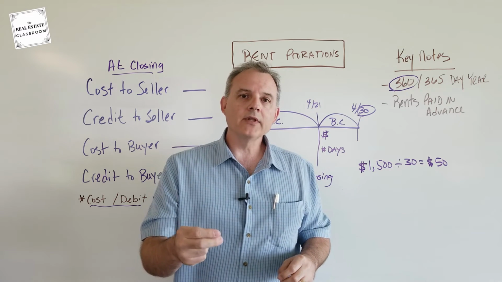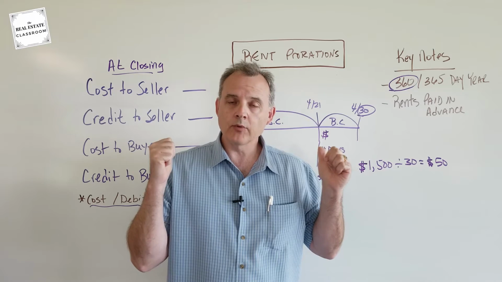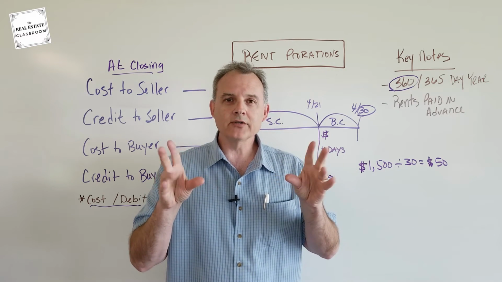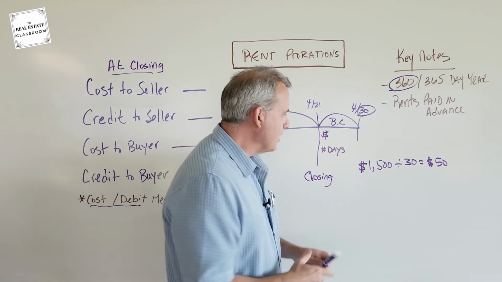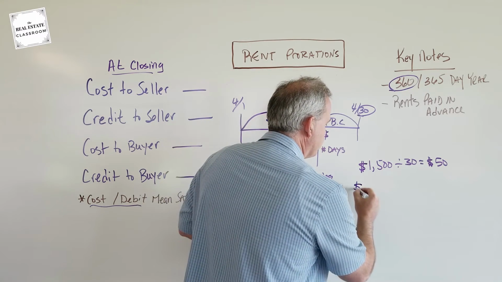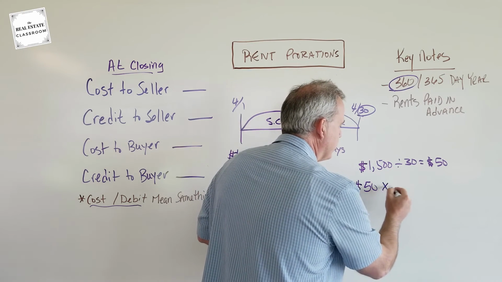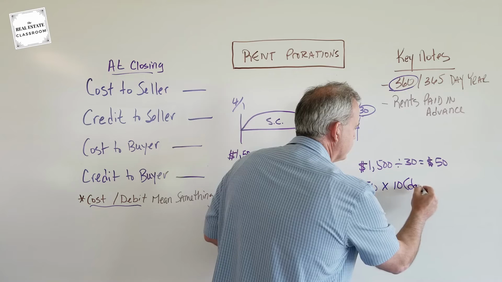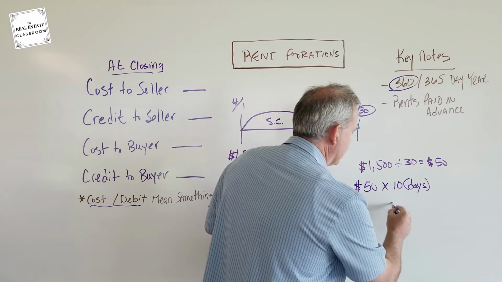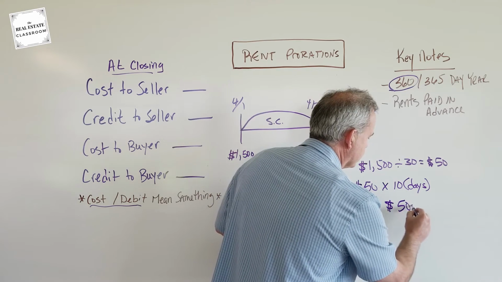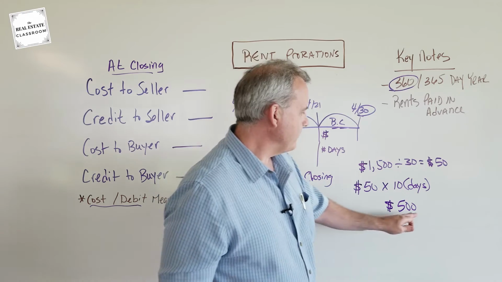What I have found over the years teaching this class with students, when we're doing proration problems, use your fingers. Go back to that kindergarten math. It will save your bacon during the test. All right, so we know that it's the per diem, or the daily rate, is $50. We're going to multiply that by 10, which is the number of days remaining in April. So we know that that comes to $500, and that is a buyer credit of $500.